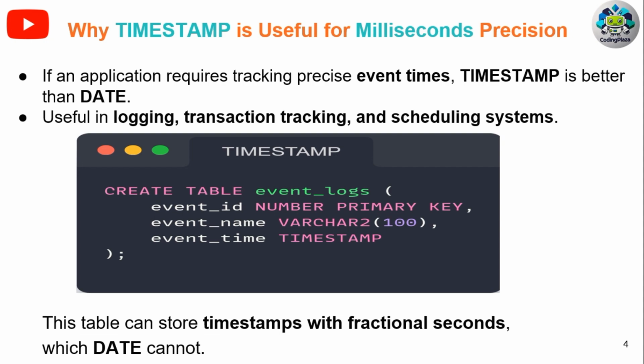And here you can see that I have created a table, and here I have stored event logs. Here the event ID is a number, and we all know this data type, right? If you don't know, please comment and I will make videos on each and every data type. And I have created one column here, event time, as a timestamp.